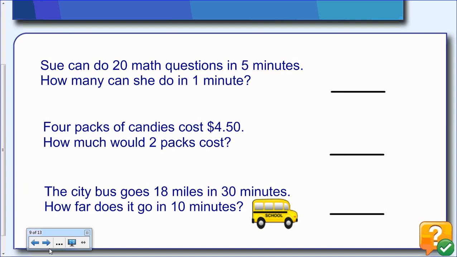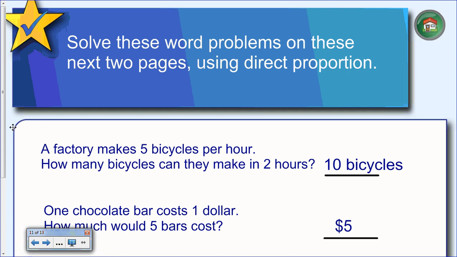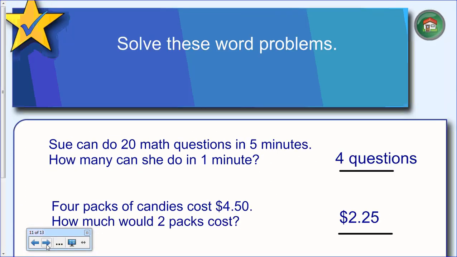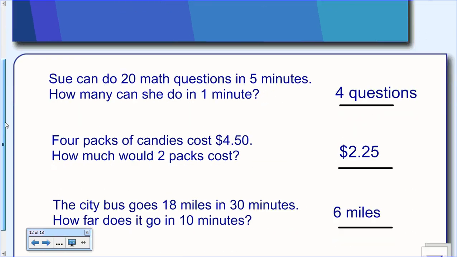All right. And just to give you an idea, I'm going to let you take a look at some of the answers to the questions. There's 10 bikes, $5. Okay. 30 miles. So far, so good. 4 questions, $2.25, and 6 miles.